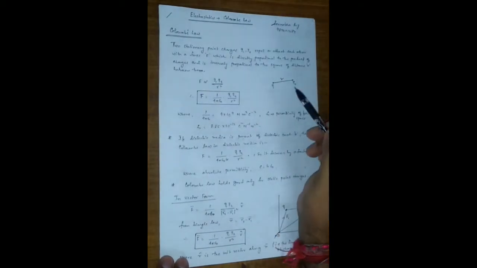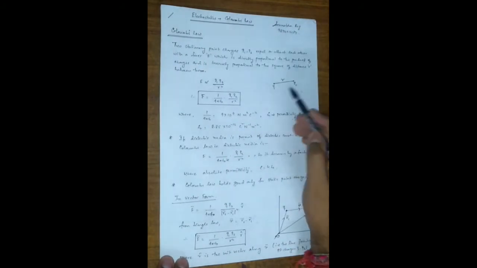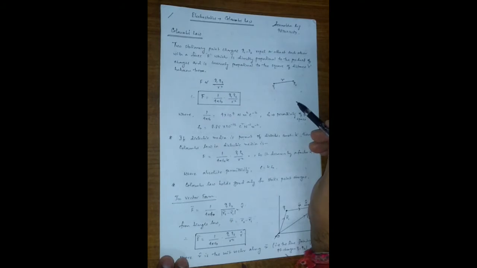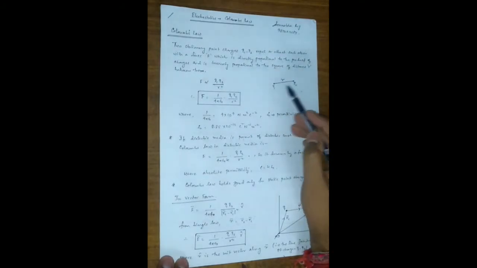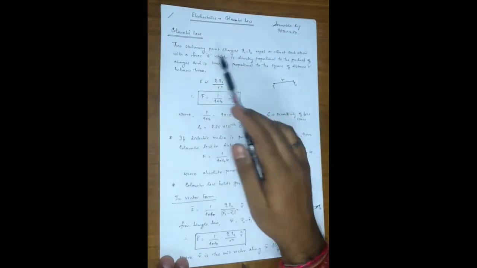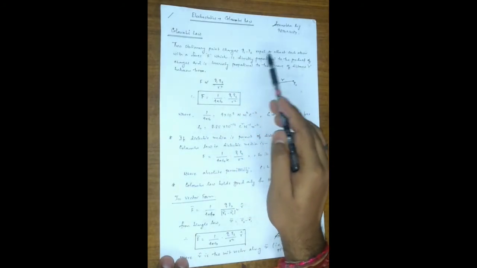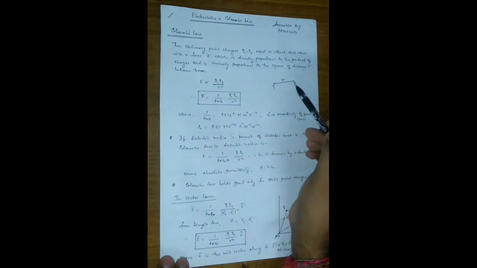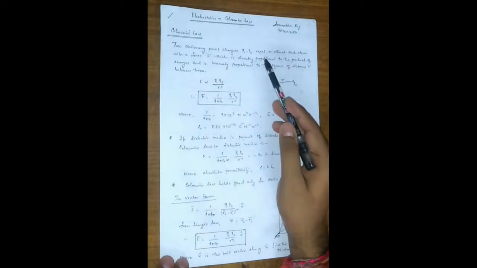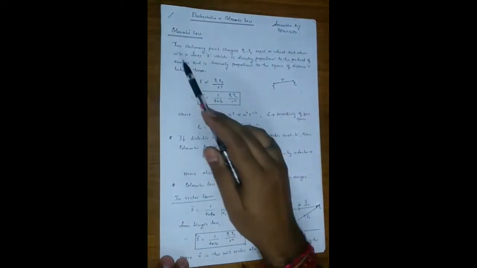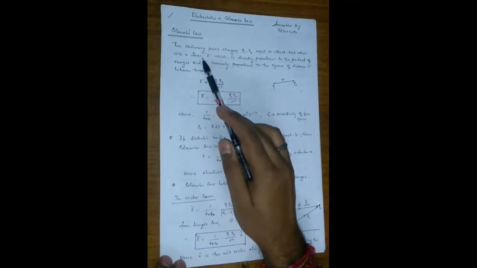Now let us assume two charges Q1 and Q2 separated by distance r. These two charges can either be both positive or both negative, or one positive and one negative. Two stationary point charges Q1, Q2 repel or attract. If they are like charges, then they will repel, and if they are unlike charges, then they will attract each other with some force. That force is the Coulomb force.